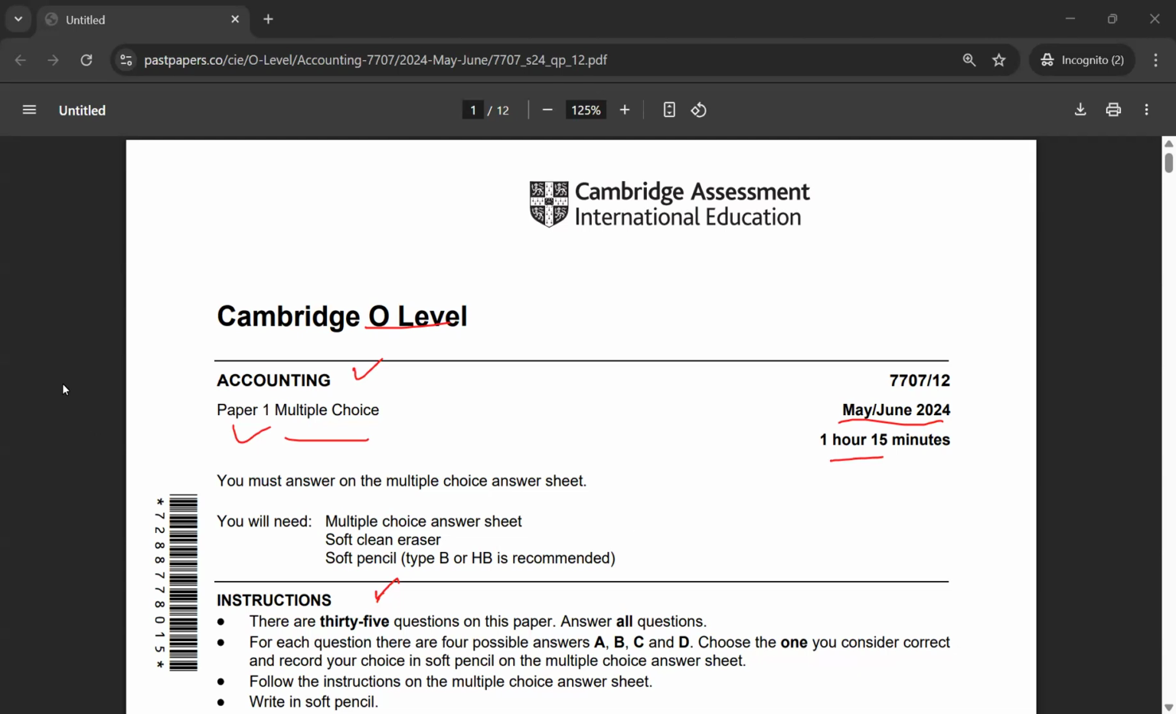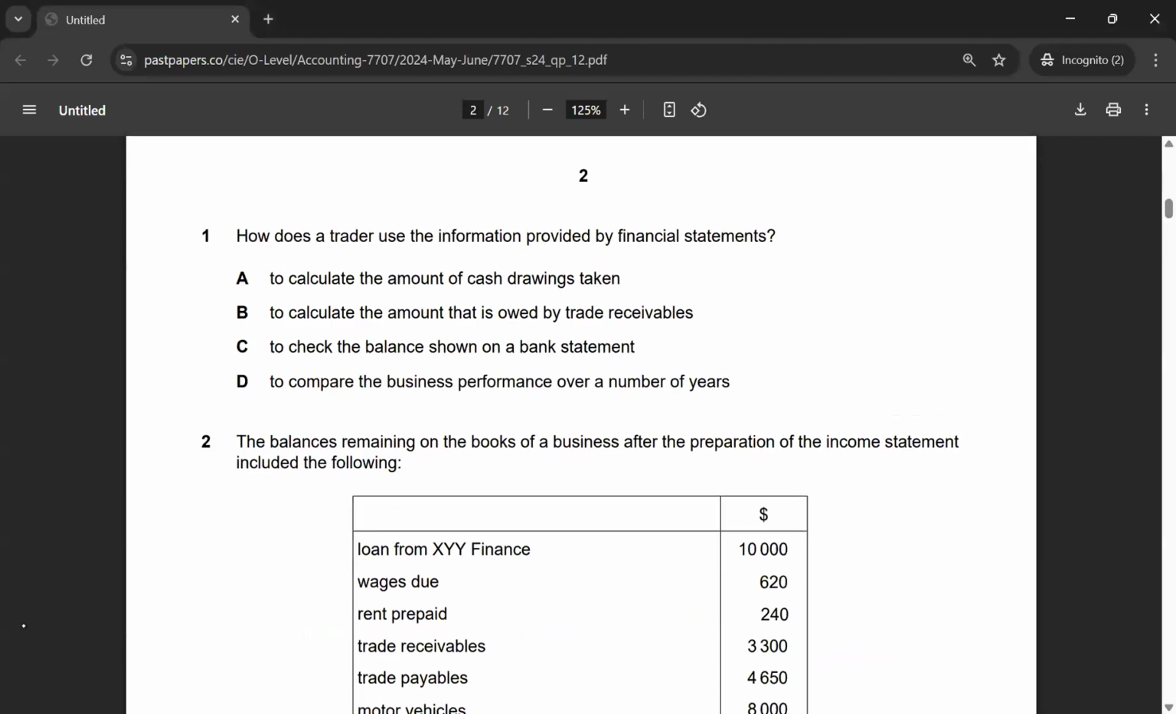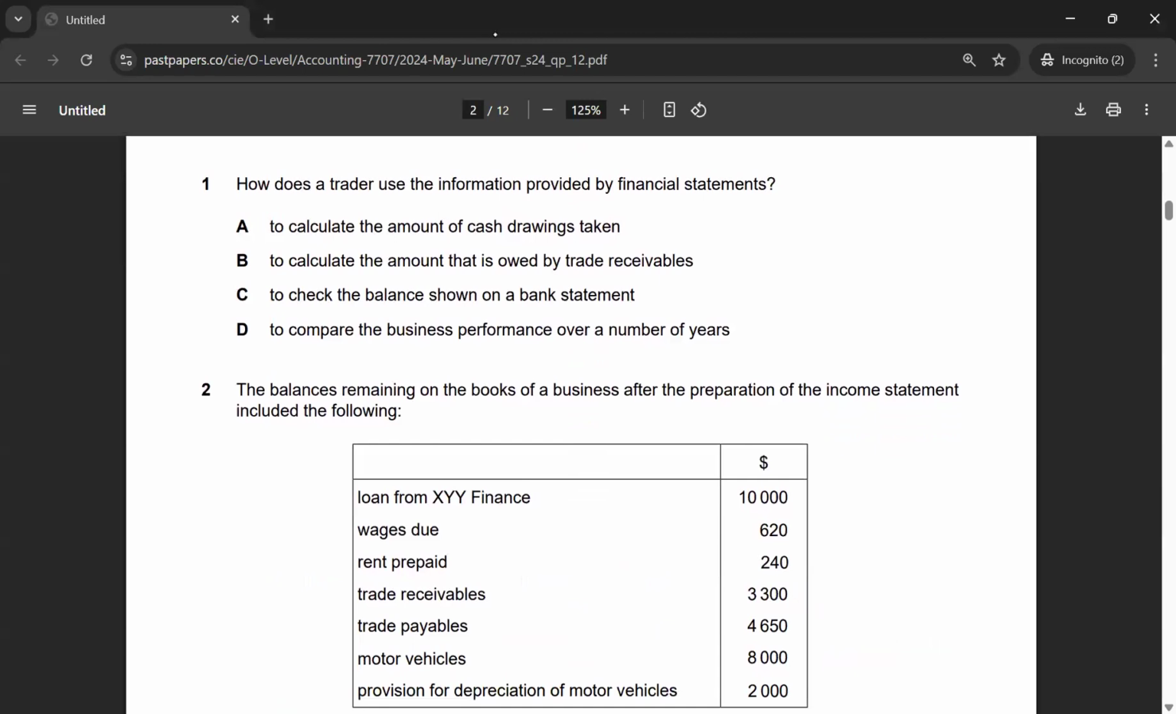So let's get started with our first question of this paper. Let's scroll down. So starting with question one, how does a trader use the information provided by financial statements, right? We all know companies have financial statements, 4 types of financial statements. So how do traders use that information, right? To calculate the amount of cash drawings taken? No, not really. It's about how the trader is going to use different types of financial statements. Here, it's only going to talk about the balance sheet only, right? So you have to take into account all 4 financial statements and how they will be used. So the correct answer for multiple choice 1 is option D, to compare the business performance over a number of years, right?